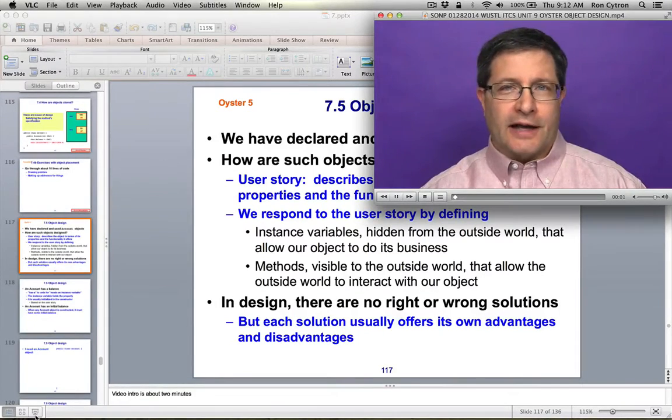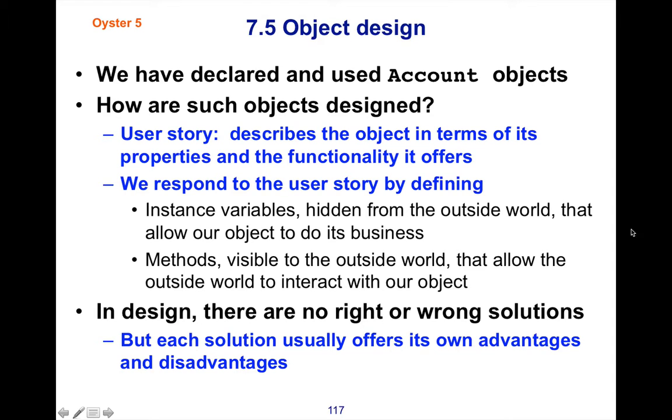One of the more fulfilling aspects of being a computer scientist is interacting with end users, hearing their stories about the kinds of systems they want built, and then building those systems. So we've looked at how we declare and use account objects, but how did we design such an object in the first place? In terms of interacting with an end user, this often begins with what's called a user story.